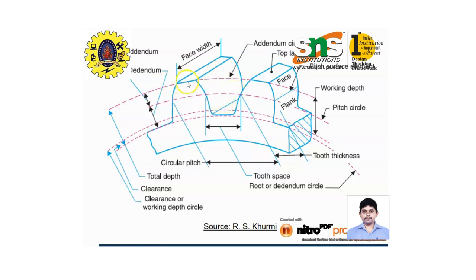If we draw the line over the top edge of the tooth, it is called the addendum circle. In the same way, if you draw the virtual line to the bottom of the teeth, it is the dedendum line. In between there is one small gap, with a fillet-like shape. It represents the clearance, or otherwise the working depth circle. Here the dedendum circle line has also been highlighted. Therefore the total depth, clearance, working depth circle, tooth space, and root of the dedendum circle have been represented throughout this gear terminology.